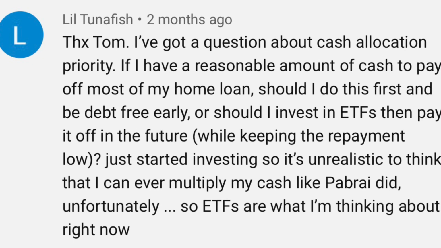I've got a question about cash allocation priority. If I have a reasonable amount of cash to pay off most of my home loan, should I do this first and be debt-free early, or should I invest in ETFs and pay it off into the future? Just start investing, so it's unrealistic to think that I can multiply my cash like Pabrai did, unfortunately. So ETFs are what I'm thinking about right now.